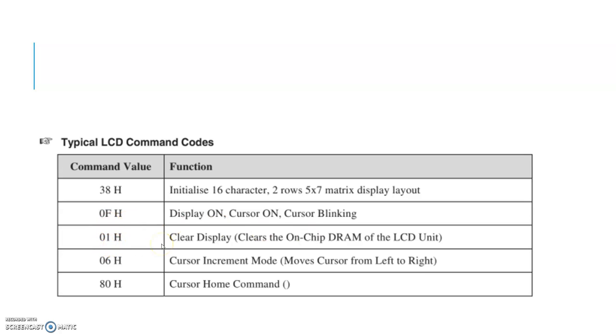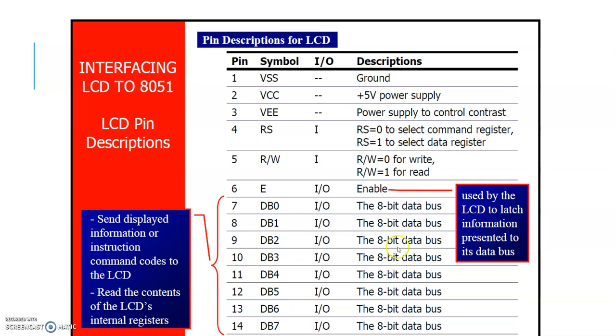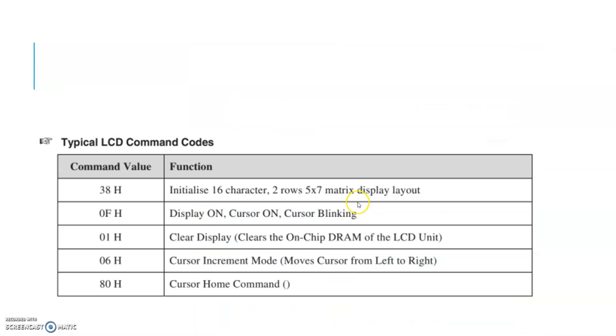This command should be kept on the data pins, and the register select will be used to select that the particular data on the pins is a command. So RS should be 0 and we should give enable.